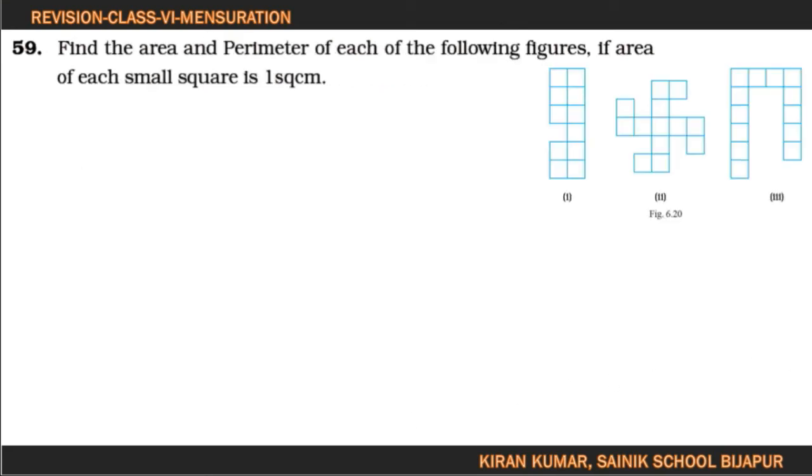Question 59. Find the area and the perimeter in each of the following figures if the area of each small square is 1 centimeter square. I want you to solve this. These are very easy type of questions. I'll be mentioning the areas and the perimeters here. For the first figure, you can cross check. The area is 11 centimeter square and the perimeter is 18 centimeter. I want you to try this out.